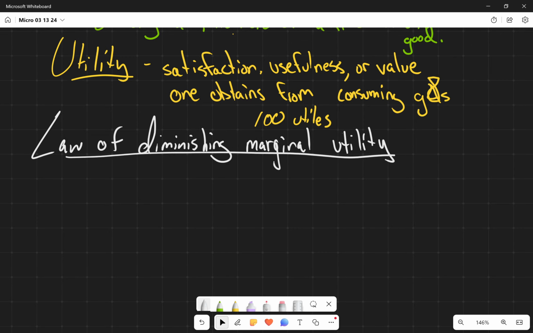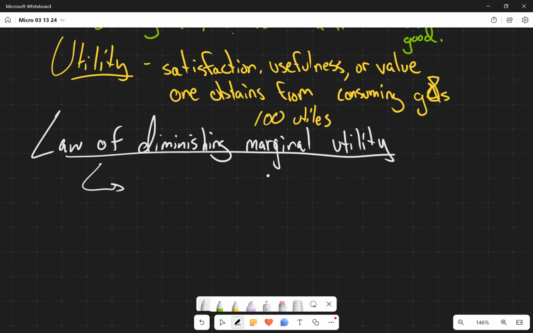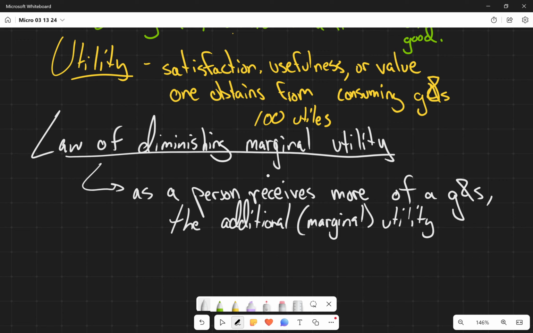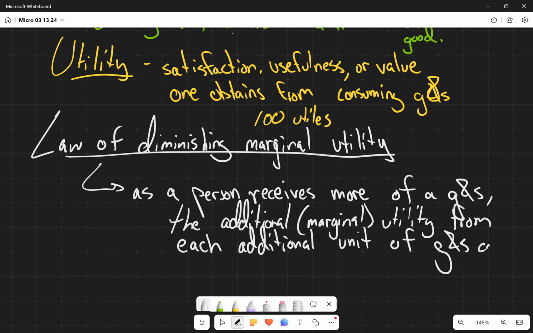Long definition, right? So this is talking about as a person receives more of a good, the additional or marginal utility from each additional unit of good or service consumed declines.